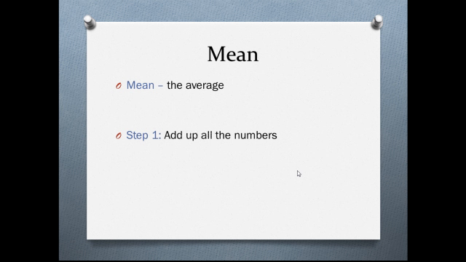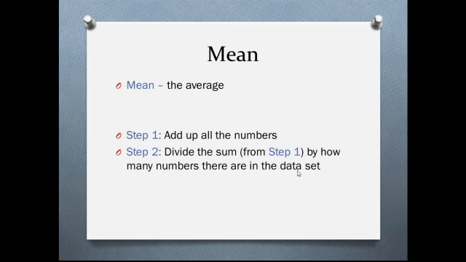Now, to find the mean, you first have to add up all the numbers that you have in your data set. Your data set is basically all the numbers that are given to you. Then, you divide the sum, which is what you got from adding up all the numbers in step 1, by how many numbers there are in the data set.